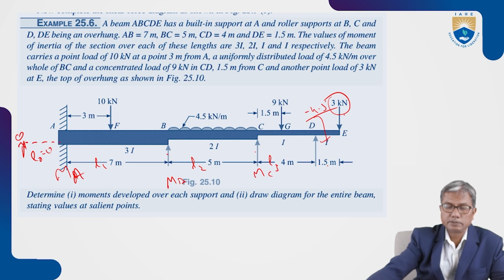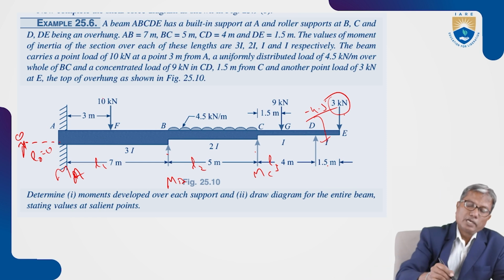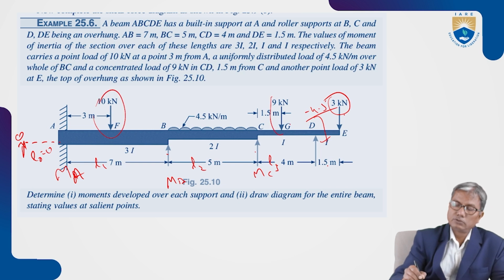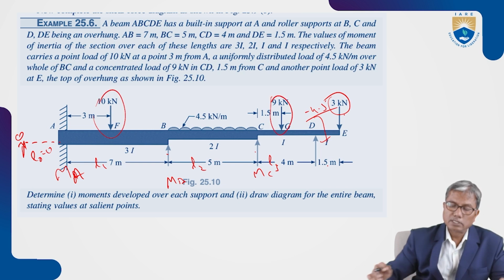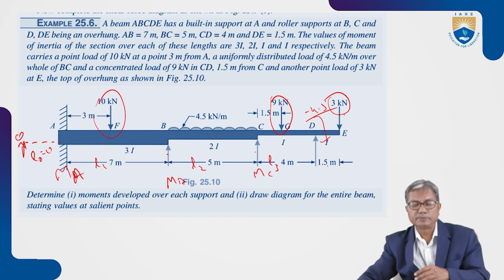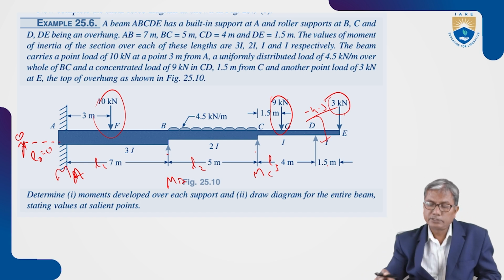a uniformly distributed load of 4.5 kilonewtons on BC, and a concentrated load of 9 kilonewtons in CD, 1.5 meters from C, and another point load of 3 kilonewtons at the free end. So here on spans AB and BC, we have eccentric point loads, and a UDL on span BC.